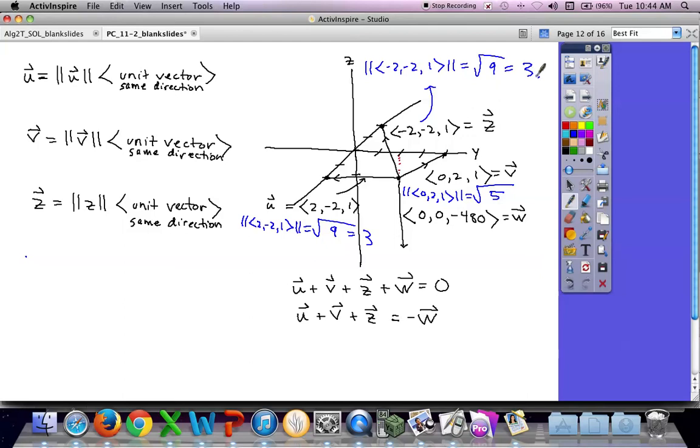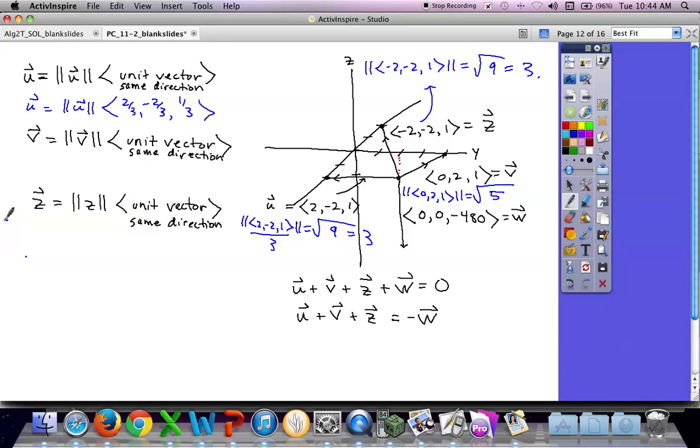So here's my u vector, right? My u vector is the magnitude of u, which is the thing that I don't know, times 2 over 3, negative 2 over 3, and 1 over 3. See, I'm just dividing this vector by 3. Right, so notice, because this has a magnitude of 1, all of the magnitude comes from this. This is just telling you the direction that the rope is pulling. It's not telling you anything about the magnitude.